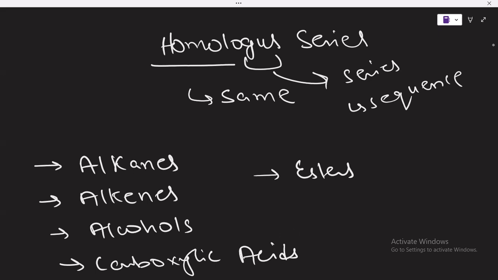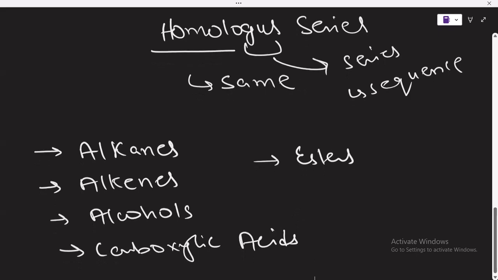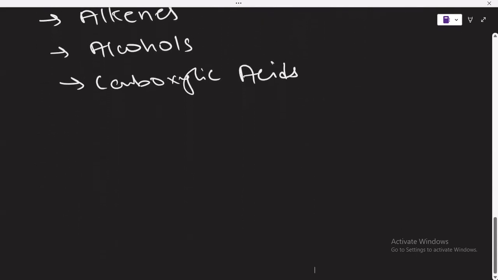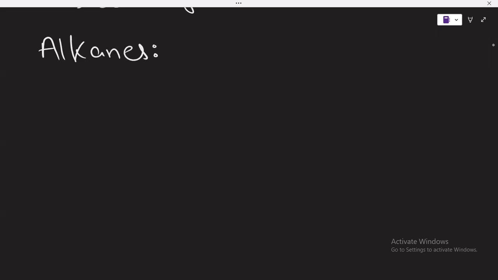So these are 5 different compound families that we are going to be studying throughout the lecture. Now, if I talk about alkanes, this is just a brief introduction into all of these things. The reason why it is important is that to understand homologous series, you need to know the main basic concept of organic chemistry.